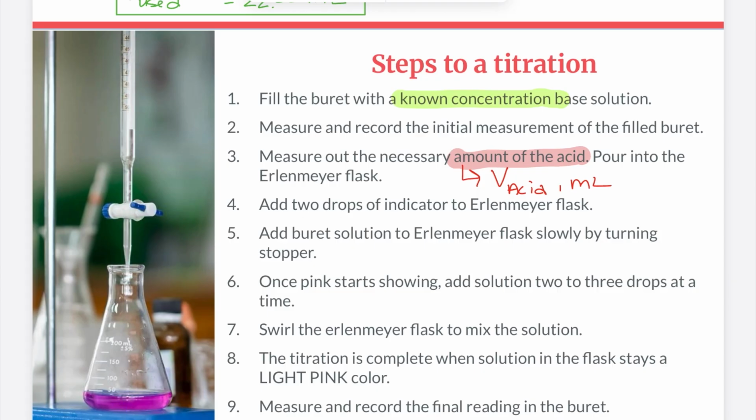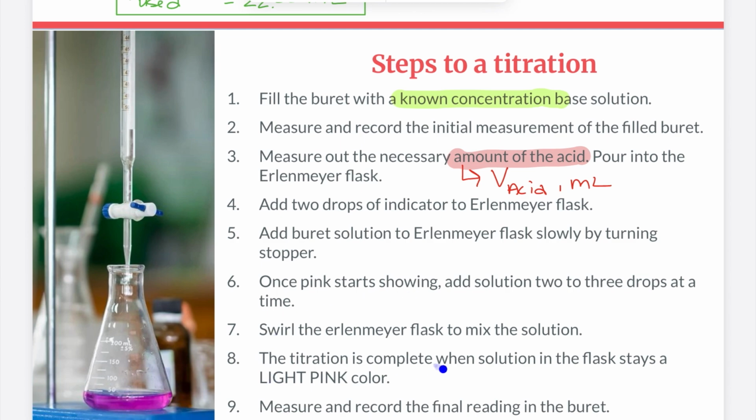And then with that Erlenmeyer flask under our burette, we add the burette solution, which is a base solution, into our Erlenmeyer flask by turning that stopper. Once pink starts to show, we're going to slow down how much solution we're adding, going 2 to 3 drops at a time and swirling that Erlenmeyer flask to mix the solution. While this is happening, our indicator put into our acid is still going to be clear. But then when we start to see that pink, that's an indicator that we're getting close to that titration point.